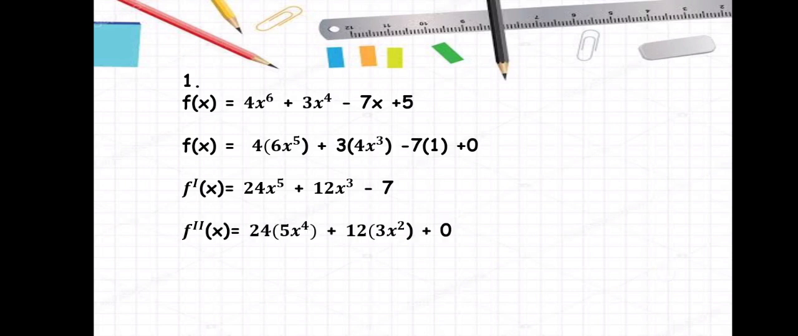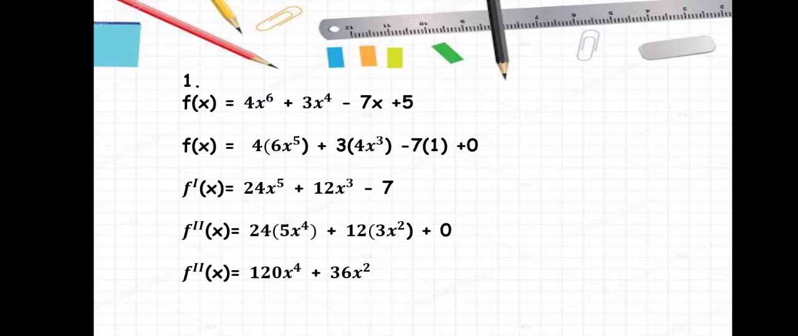Next, we are going to find the derivative of the first derivative. So 24x raised to 5: copy the 24, bring down the 5, and subtract 1 from the exponent 5. So it becomes 24 times 5x raised to 4. Plus the derivative of 12x cubed is 12 times 3, bring down the 3, subtract 1 from the exponent 3. So it becomes 12 times 3x squared. Then the derivative of negative 7 is 0.